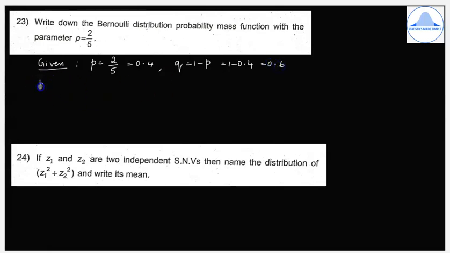So the PMF of the Bernoulli distribution, as we know, is p of x equal to p to the power x, so 0.4 to the power x, q to the power 1 minus x, so 0.6 to the power 1 minus x. X takes the value 0, 1. You should write at least this to get 1 mark. 0 otherwise.